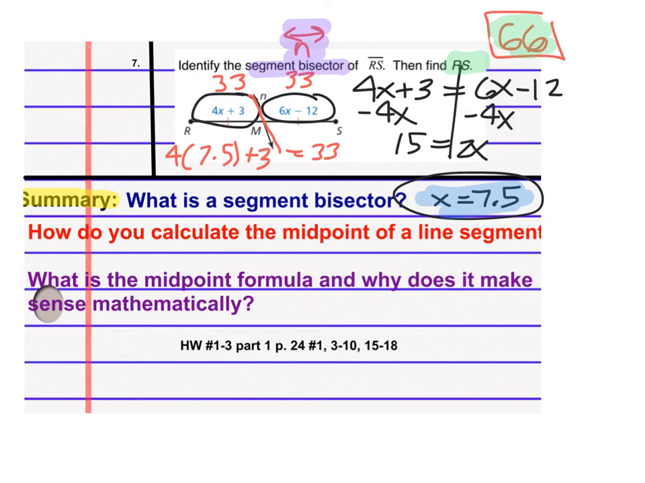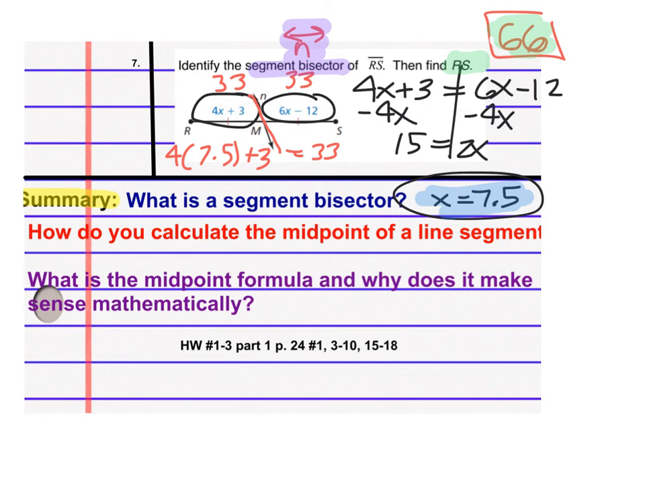Okay, so summary, you're going to answer in complete sentences the answers. What is a segment bisector? So what is that? What does it do? How do you calculate the midpoint of a line segment? So the red question is basically, what is your midpoint formula? And then why does it make sense?